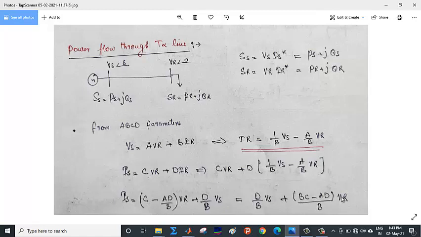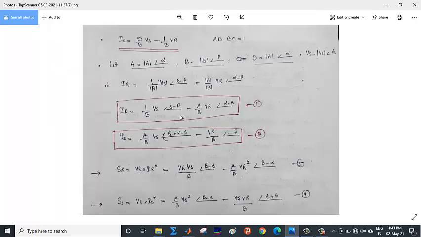We know that from the reciprocity of the transmission line, AD minus BC is equal to 1, or BC minus AD is equal to minus 1. So this will be equal to D by B into Vs minus 1 by B into VR. So Is is equal to D by B into Vs minus 1 by B into VR, because AD minus BC is equal to 1. So here also we get Is in terms of Vs and VR.